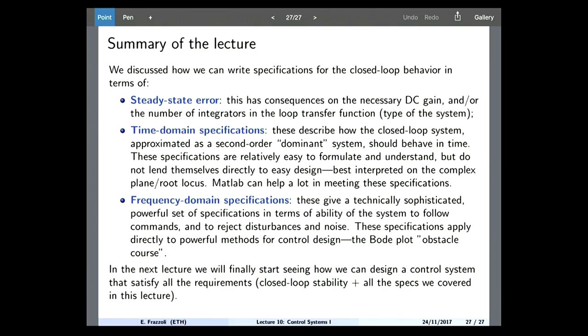I want to have a bandwidth of 20 hertz. Make sure that your crossover happens around 20 hertz. People may ask you, I want to have a phase margin of such and such. Make sure that your phase is sufficiently far away from negative 180 at crossover. And then this is really all there is to it. The rest is just getting some practice with how to steer this Bode plot.